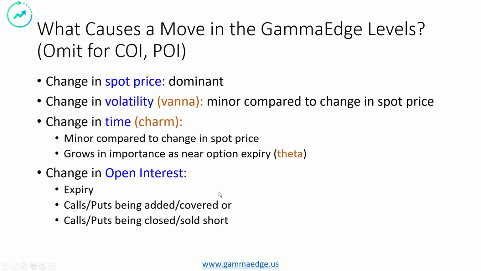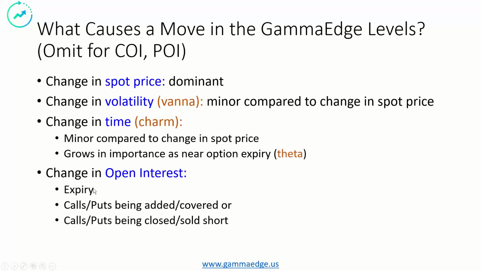So what causes a move in GammaEdge levels? This is extremely important, and we'll go further on a couple other slides. A change in spot price is dominant. A change in volatility, which is Vanna, is minor compared to change in spot price. And a change in time, which is charm, is minor compared to the change in spot price, but grows in importance as we near option expiry. This is when your theta begins to kick in, the highest theta.